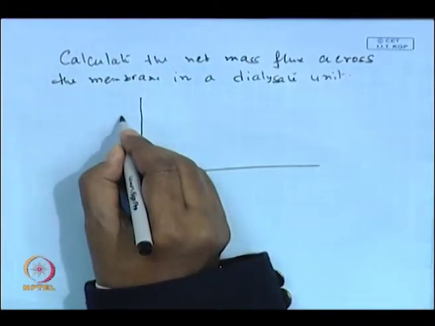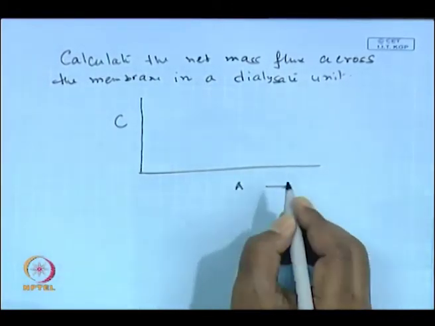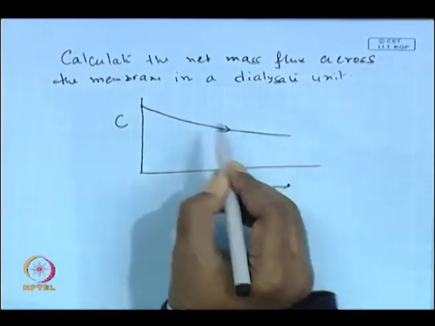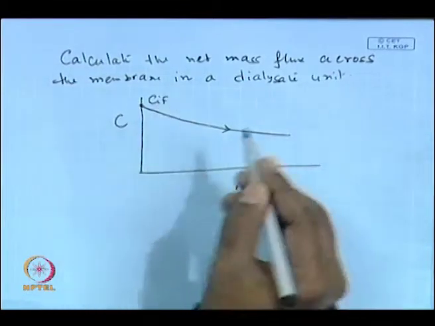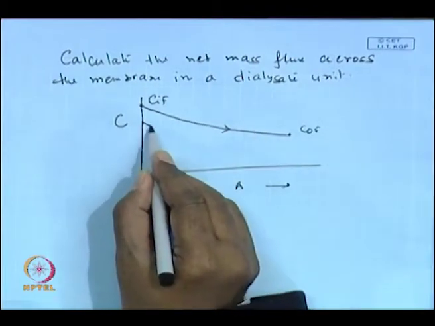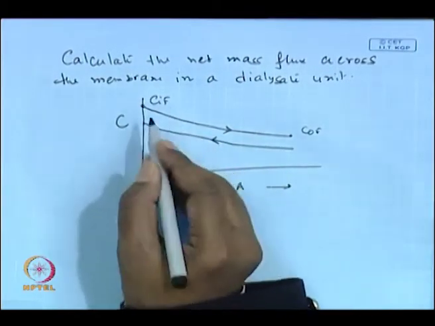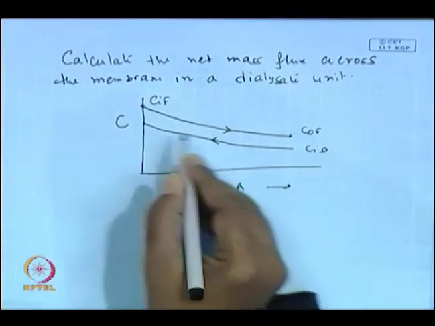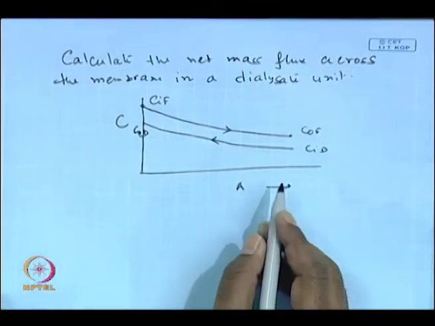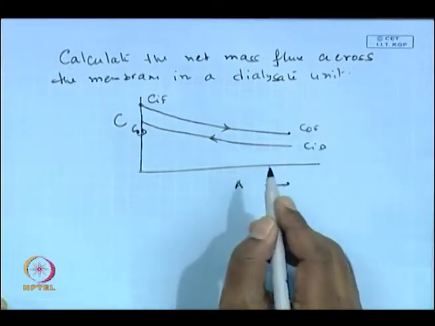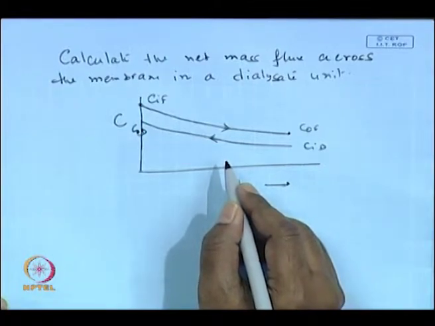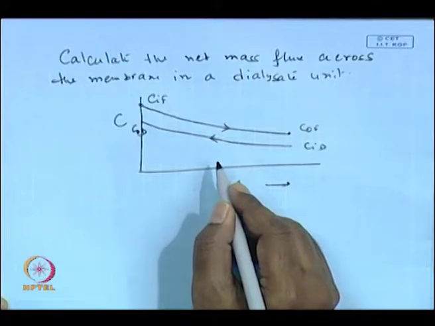So, let us have a concentration versus area plot. It is a counter current flow. Therefore, you will have the inlet C_if and the outlet C_of. And this is C_id, the inlet for the dialysate, and this is the outlet for the dialysate. And the way we have done the heat transfer analysis and derived the delta T LMTD, we will be doing the same analysis here as well.